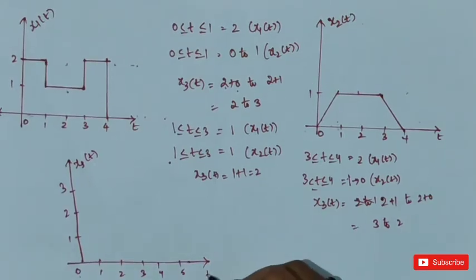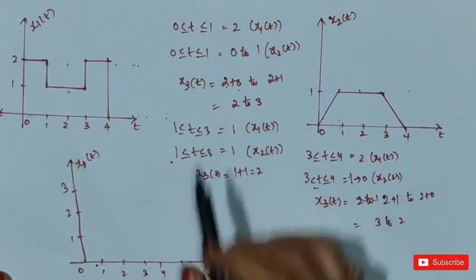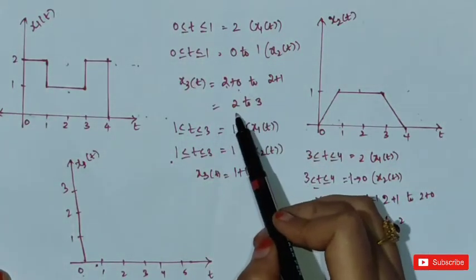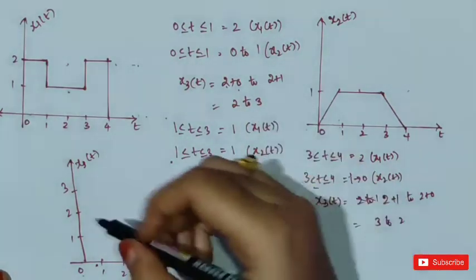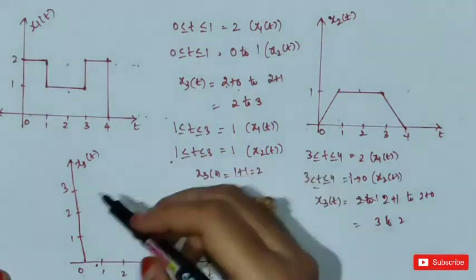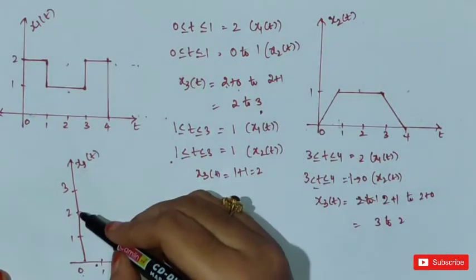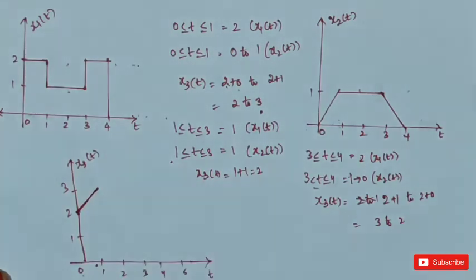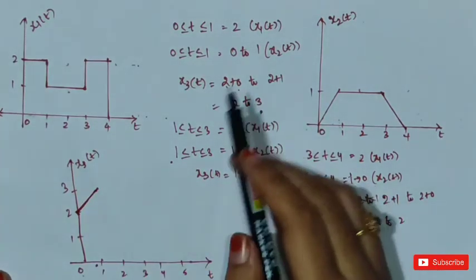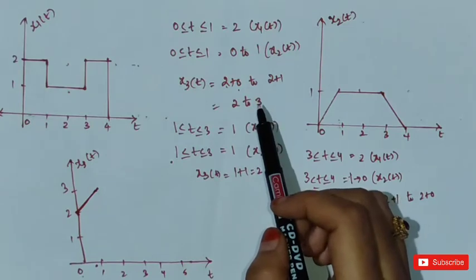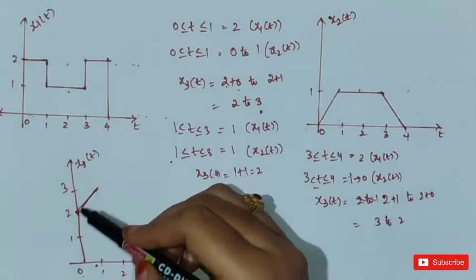First, let us consider the interval 0 to 1. What is the amplitude? The amplitude is increasing from 2 to 3 in the interval 0 to 1. So, it will be like this.